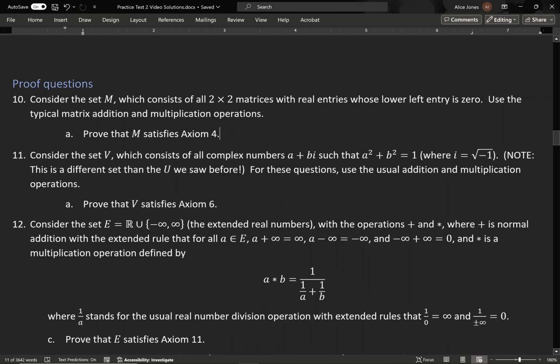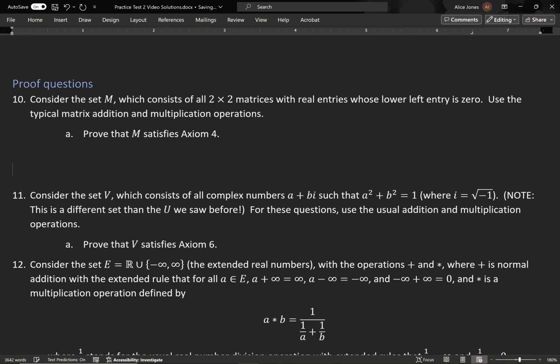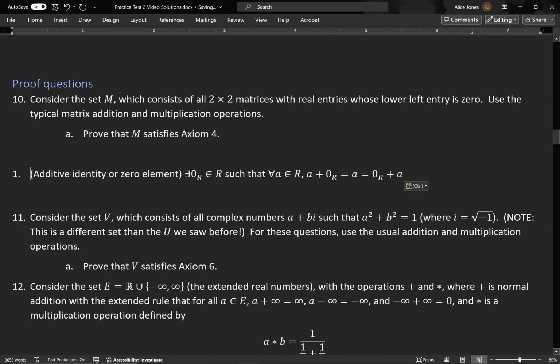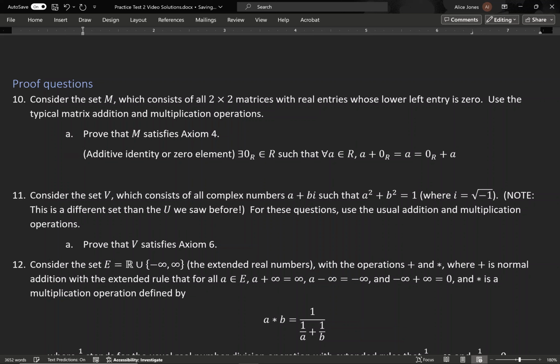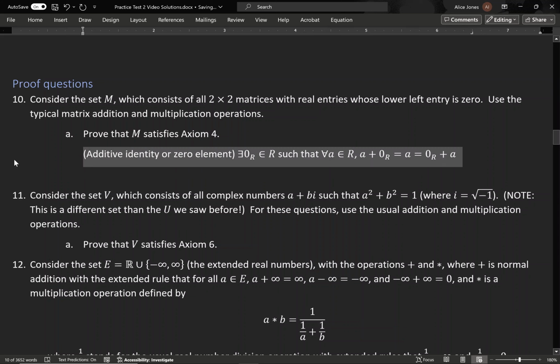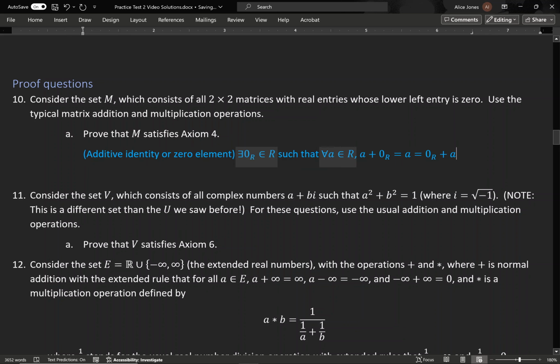Okay, back to number 10 here. So show that M satisfies axiom 4, which is this: additive identity, or zero element. There exists a zero element 0R in R such that for all A in R, A plus 0 equals A, which equals 0R plus A.